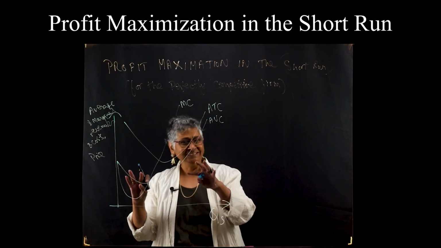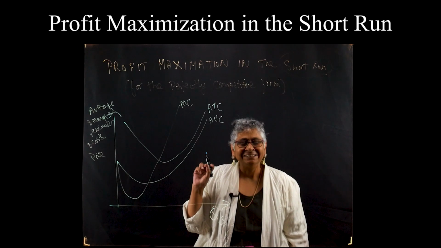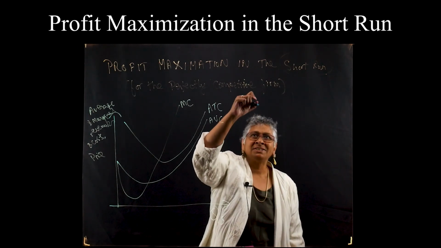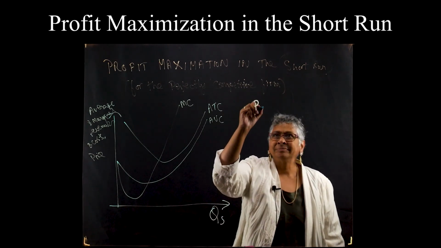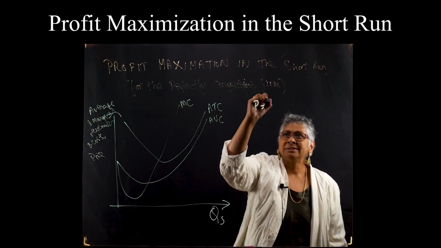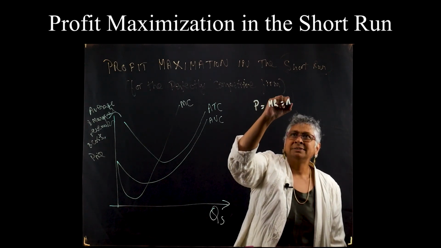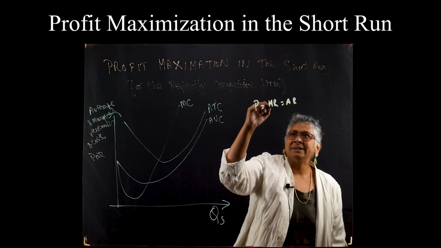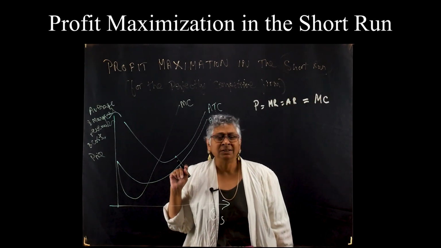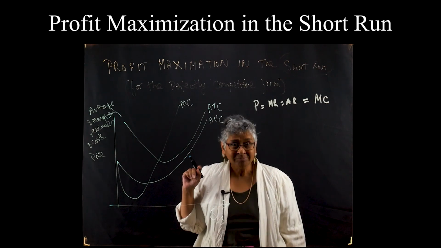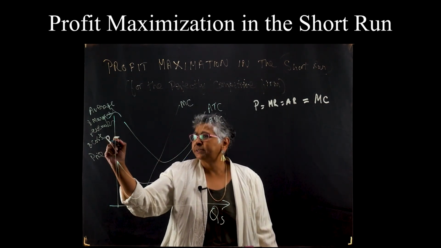So here we are. There's my cost curves, and profit maximization is going to take place when price, which is equal to marginal revenue equal to average revenue, is set by the firm as equal to marginal cost, right? So here we go. I'm going to start with a price here.